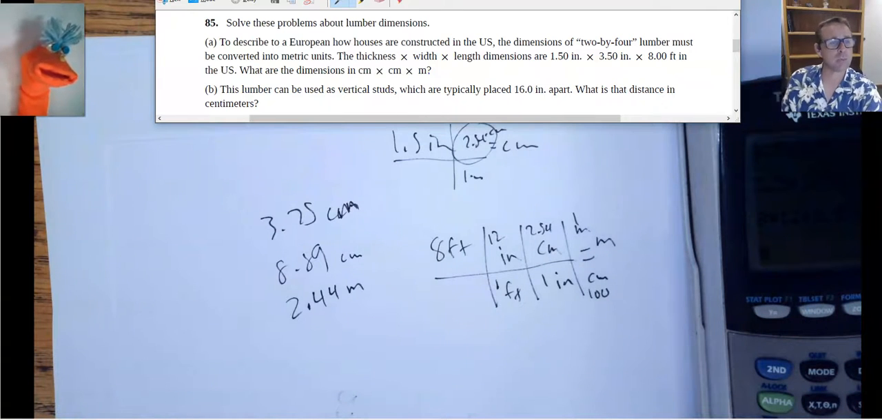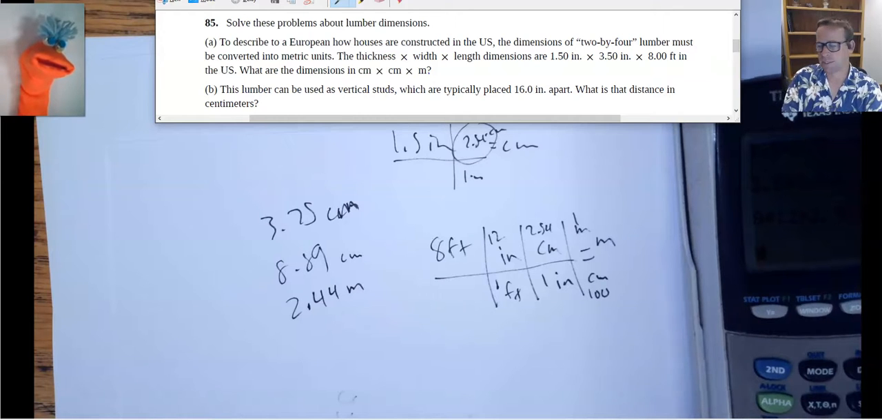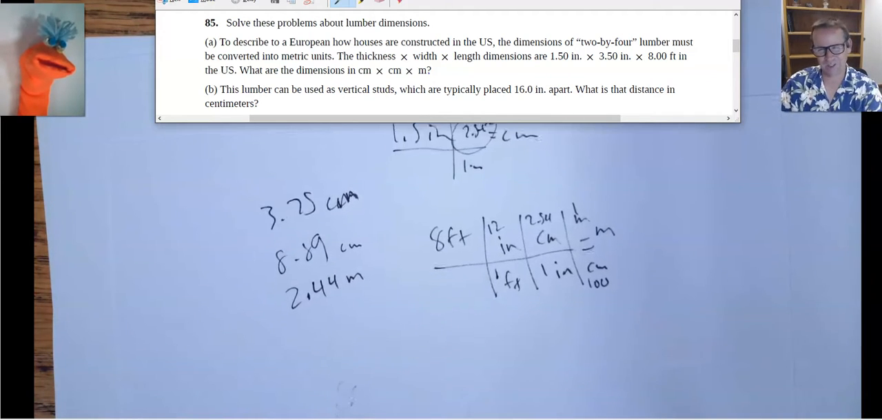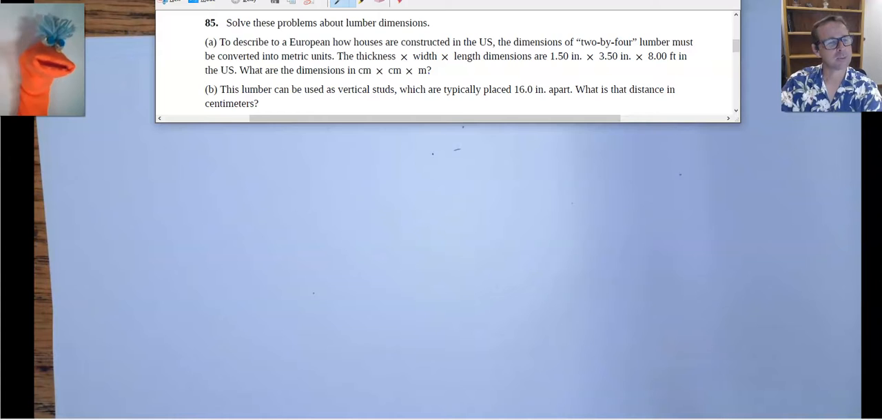Okay, this number can be used as vertical studs, which are typically placed 16 inches apart. What is the distance in centimeters? 16 inches apart, distance in centimeters. You can do that. Okay.